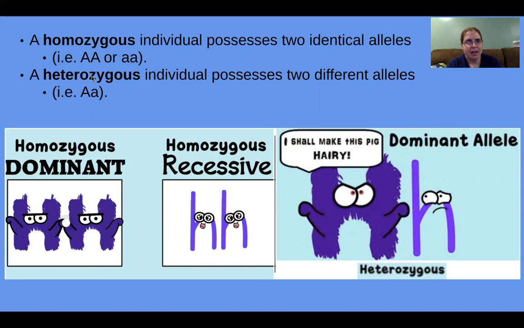Heterozygous, hetero meaning different, and zygous, again, referring to the alleles in the zygote, means that you have two different alleles, such as big A, little a. Yes, they're both the letter A, but they're written differently. One is capital, indicating the dominant variation. One is lowercase, indicating the recessive variation. So here we have, in the bottom right, a picture to show the difference. We have a capital H and a lowercase h, two different variations, meaning that this individual is heterozygous for that trait.